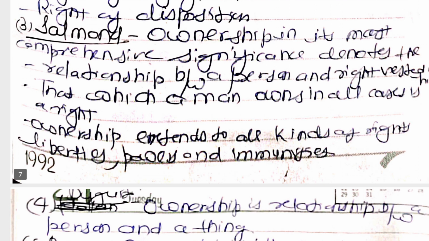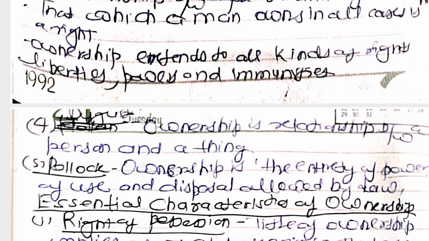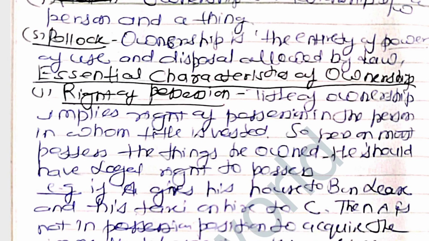And the third definition is given by Professor Salmon. According to Professor Salmon, ownership in its most comprehensive significance denotes the relationship between a person and the right vested in him. A man owns in all cases a right, and ownership extends to all kinds of rights, liberties, powers, and immunities. Ownership is the relationship between a person and a thing. The next definition is given by Professor Pollock. According to Professor Pollock, ownership is the entirety of power of use and disposal allowed by the law.